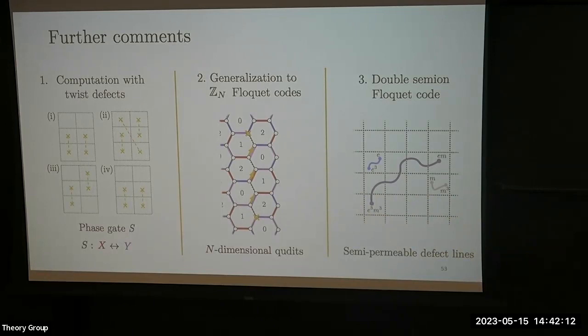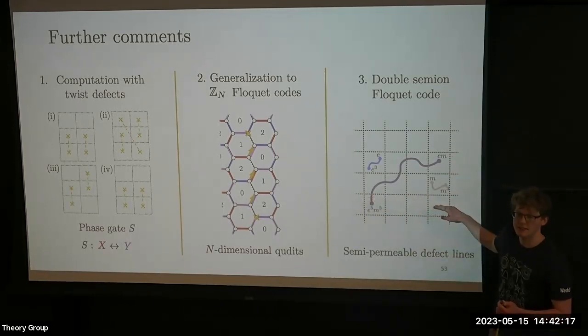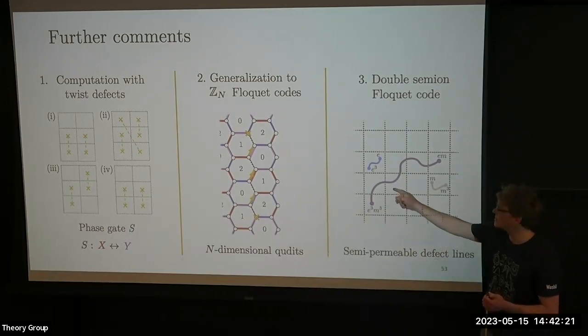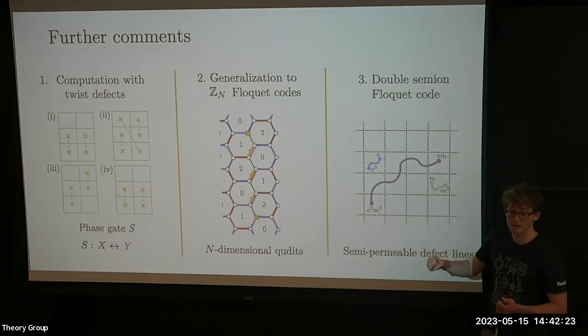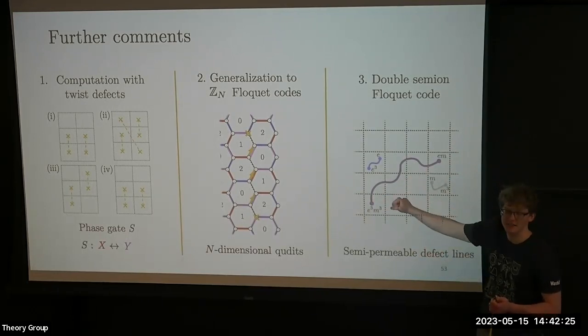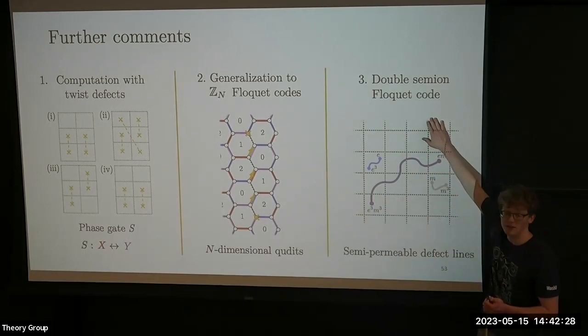And the way we do that is we create a network of defect lines. And these defect lines are semi-permeable, meaning some anyons can pass freely through these defects, others become confined. The deconfined anyons are precisely those of the double semion in this example.